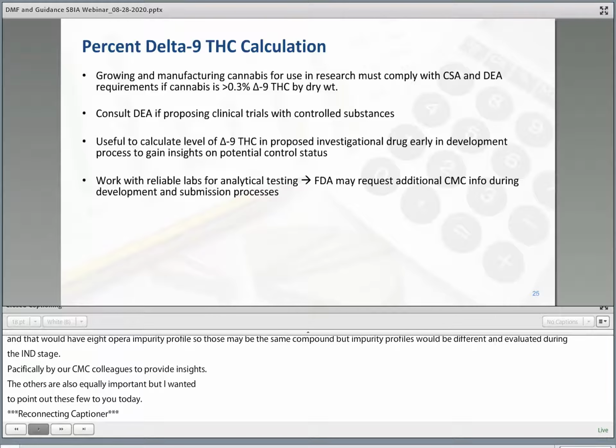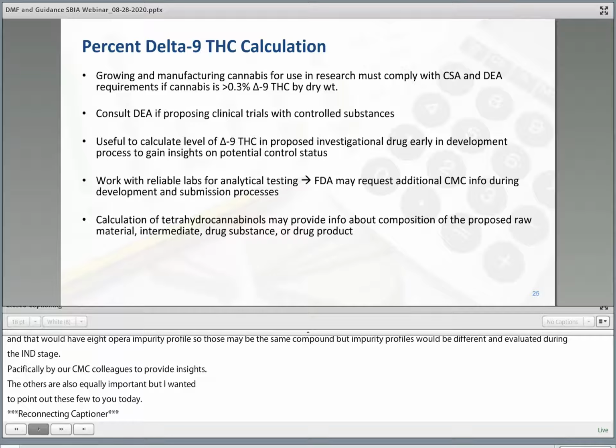We also suggest that you work with reliable labs for all of your analytical testing during your IND development. And we might request additional CMC info during your drug development. So keep in mind that as you move through those phases, we're going to be asking for more and more information. So it's important to establish a relationship with a reliable analytical laboratory at the beginning of your research.